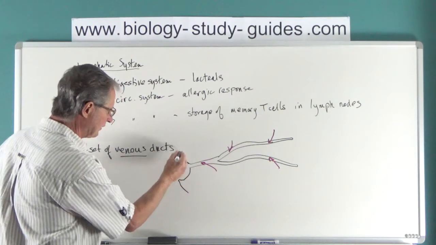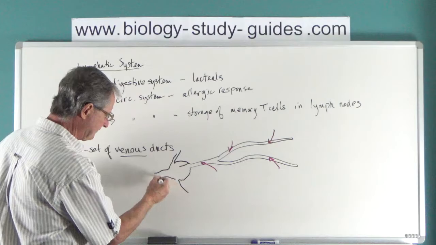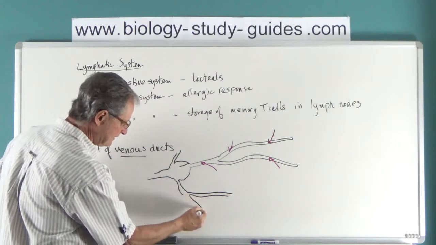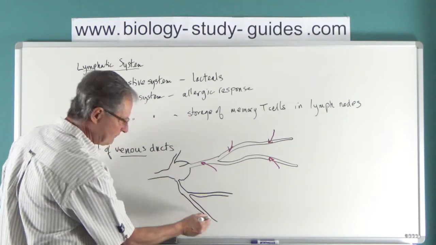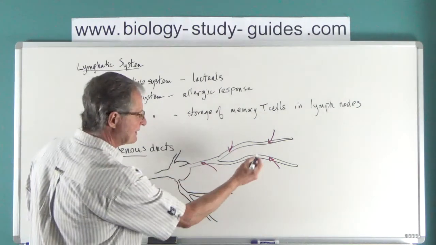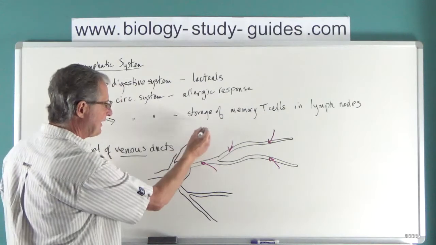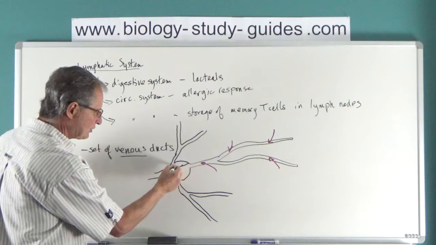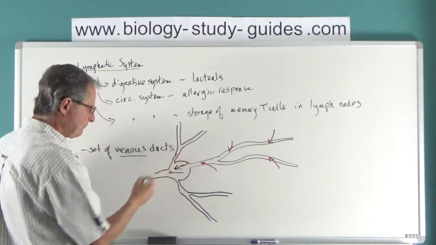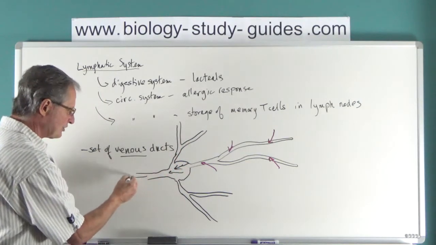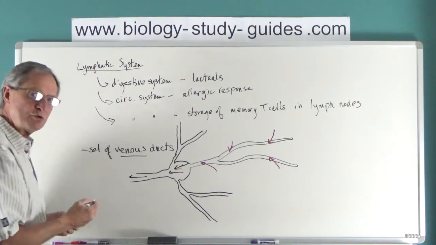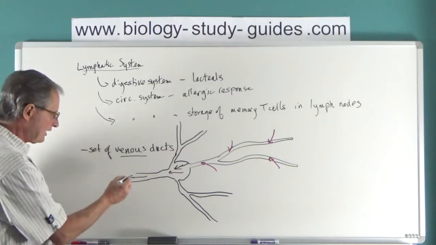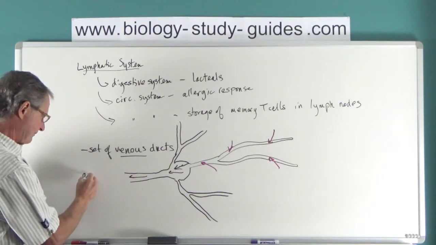Oops, draw it that way. Something like this, or you can have many lymph capillaries, ducts. This would be a duct. The very end would be small enough, we call it a lymphatic capillary. And it takes all of this fluid into a major duct. There are two major ducts in the body. They join together eventually, and it goes back to the circulatory system.